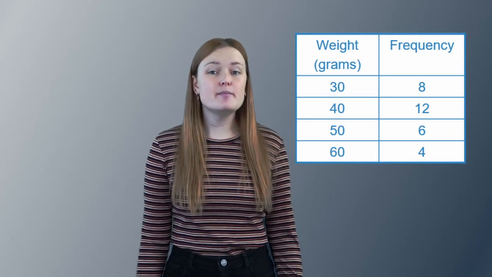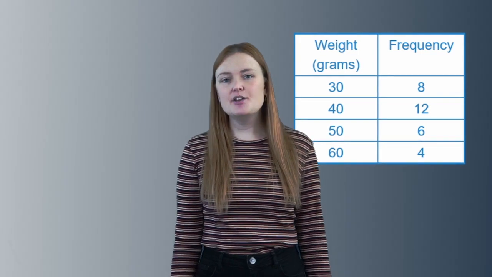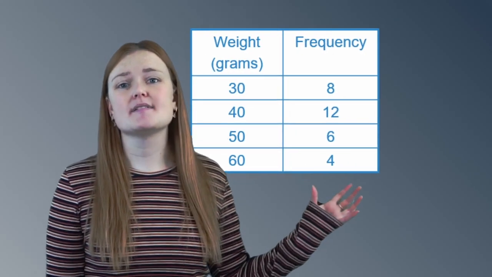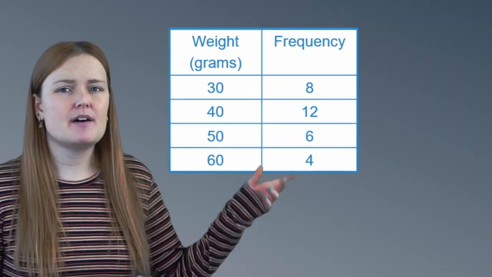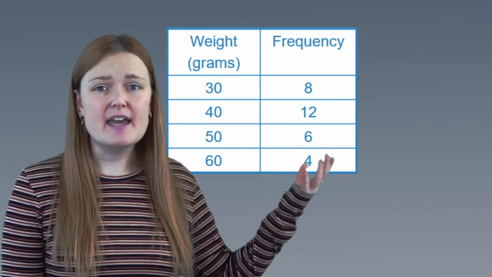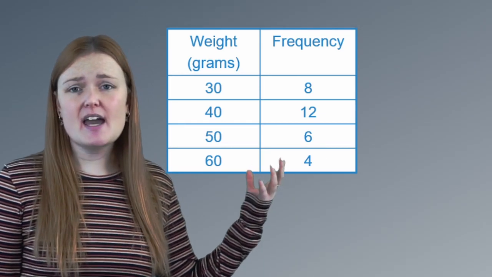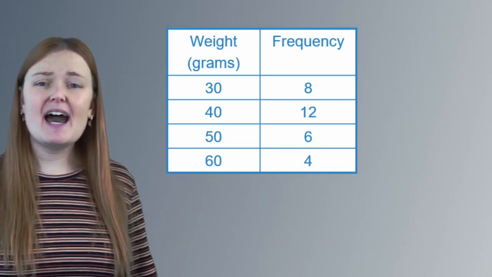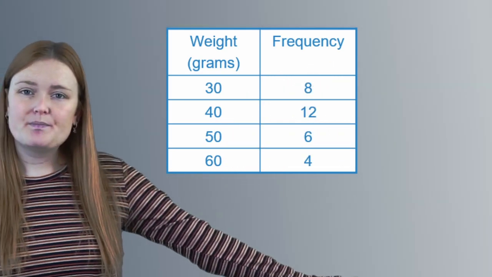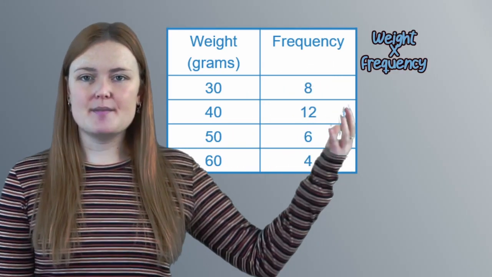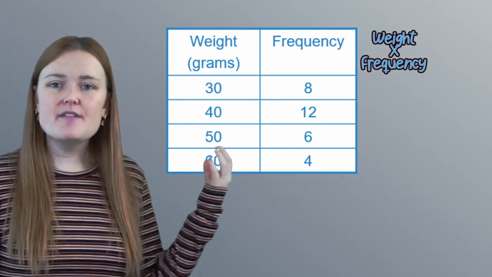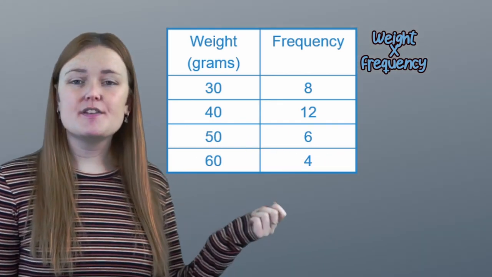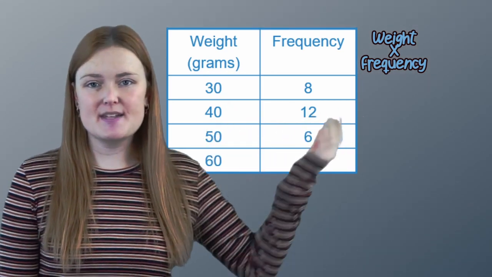Next, let's look at the mean from this table. In order to find the mean, I would need to add up all of those apples and how much they weigh. So I would have 30 added up 8 times. I would have 40 added up 12 times. So in order to make this easier for myself, I'm going to add an extra column onto my table. And I'm going to call it weight times frequency. So the weight of the apple, I'm just going to multiply it by how many apples there are. So for the first one, I'd say 30 times 8.